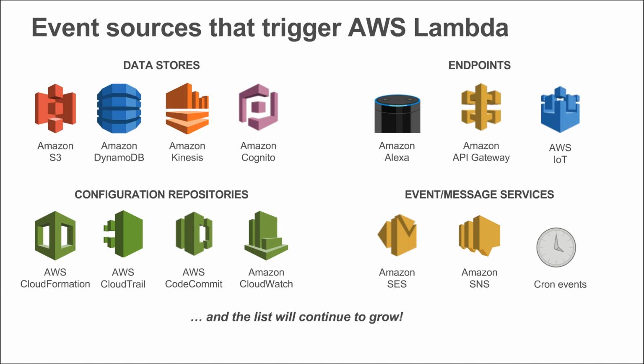You can also have events or messages such as emails, notifications, or cron events, as well as custom endpoints, where you have things like Alexa or API Gateway or even devices being able to trigger the Lambda functions directly. The benefit here is that all of the plumbing is automatically done for you, where you no longer have to go and make these two different calls.